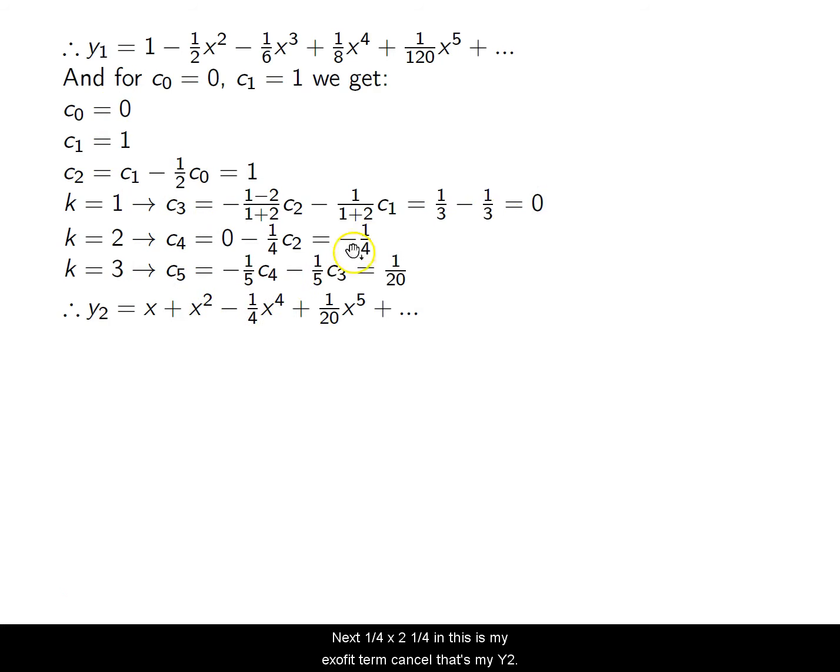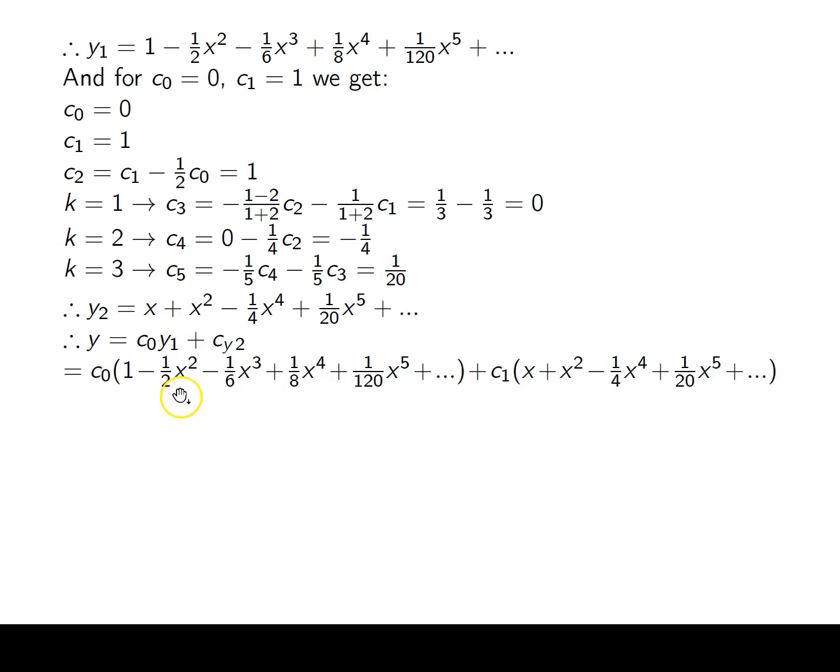Negative 1/4 x to the 4th, and this is my x to the 5th term. Okay, so that's my y2. So remember, this is what my answer looks like, and y1 is all based on C0, and all of my y2, I need to fix that, sorry. All of my y2s are based off of C1.